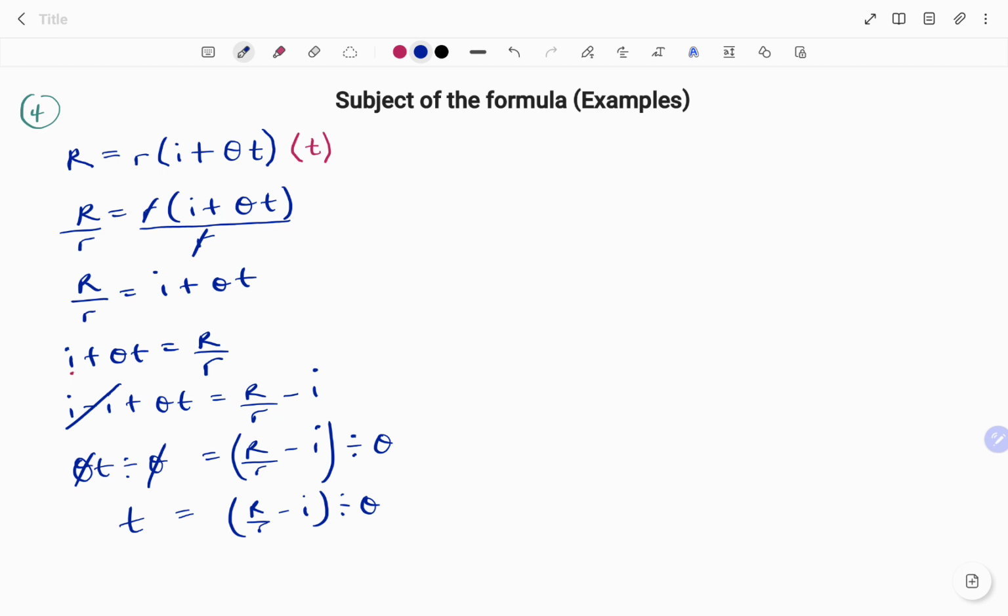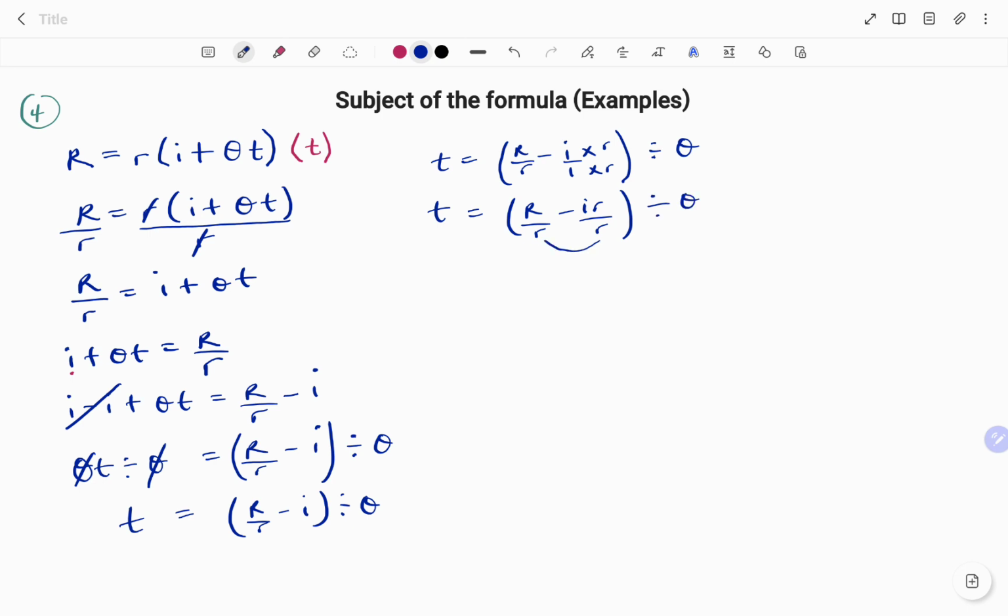I'm going to tidy up my right hand side quickly. I have t equals, in the bracket, I can make R over r minus I have the same denominator. My LCD there will be r. So if I have R over r minus I over 1, then I'm going to multiply the denominator and the numerator by the small r. Remember, I still have my divided by theta outside. This is going to give me t equals R over r minus Ir over r. I still have my divided by theta outside.